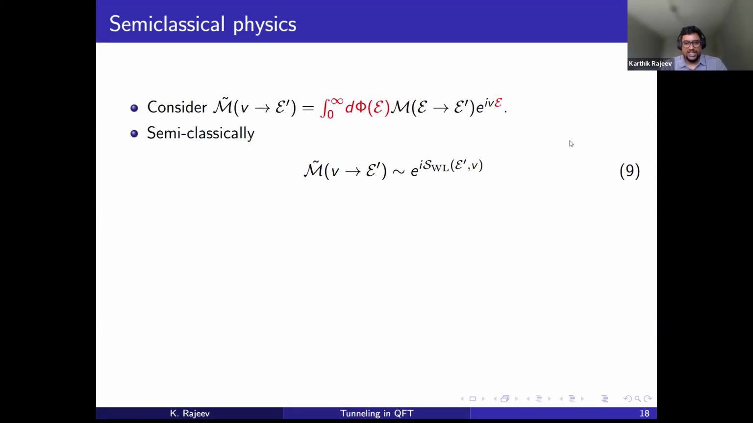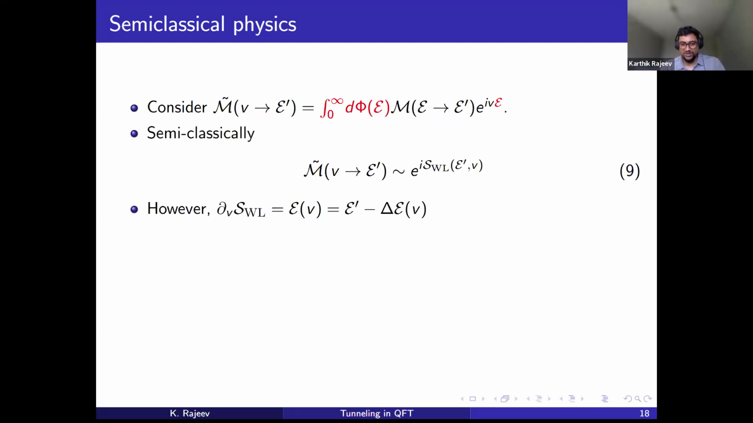amplitude. Let's ask what this object would be semi-classically. So you would expect this M tilde to be some exponential of some worldline semi-classical action. But then you don't know the action. So how do we find the action? For that, use the fact that if you vary the action with respect to V, you should get the initial energy, right? And the initial energy is nothing but the final energy minus the change in energy.